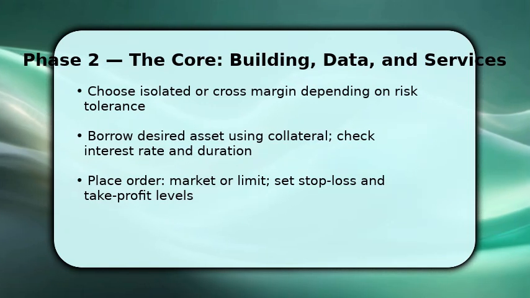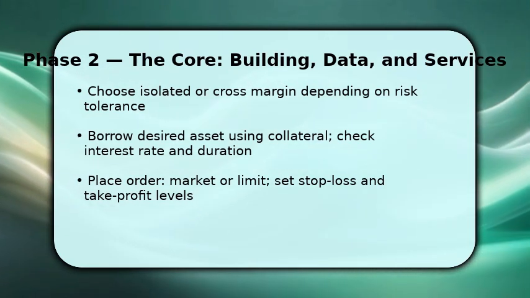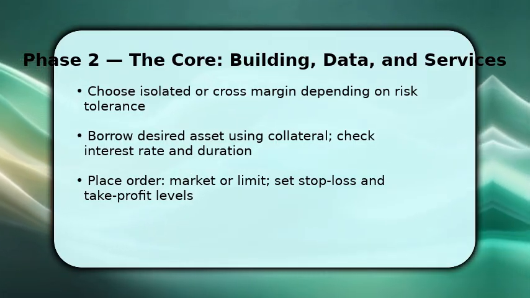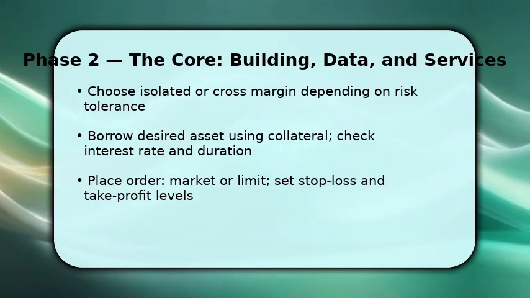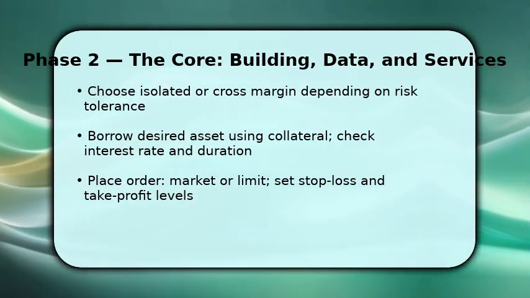Once funded, decide between isolated and cross-margin. Isolated confines risk to one pair, while cross shares collateral across positions. Then borrow the asset you need. Binance shows the interest rate and how often it compounds, so check it before confirming.